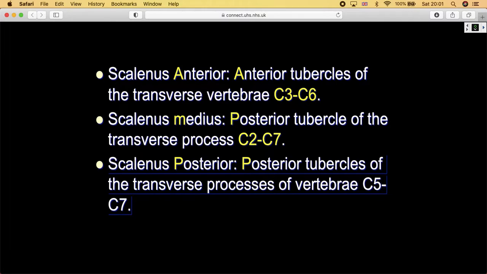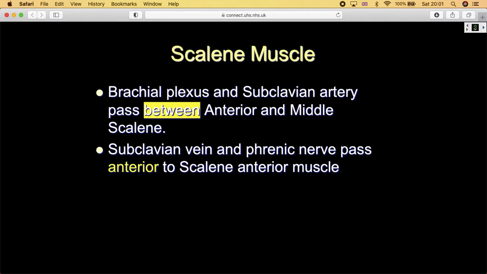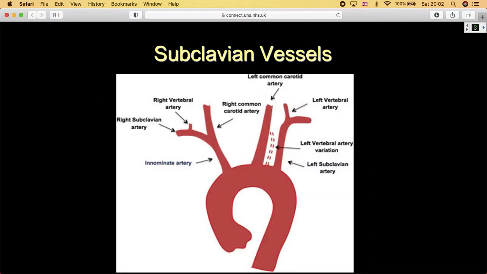Scalenus medius is from the posterior tubercle of the transverse process of the lower six cervical vertebrae, C2 to C7. Scalenus posterior, I don't care about that much. Another very important point is the relationship between the brachial plexus and the scalenus anterior muscle. Between the scalenus anterior and the scalenus medius, there will be the subclavian artery below, around the first rib, and up there will be the brachial plexus. This is what we want you to know about the brachial plexus, subclavian artery and scalene muscles. So the brachial plexus and subclavian artery will be between the anterior and middle scalene. I think this is a very, very important part of the story, and we are going to use it.